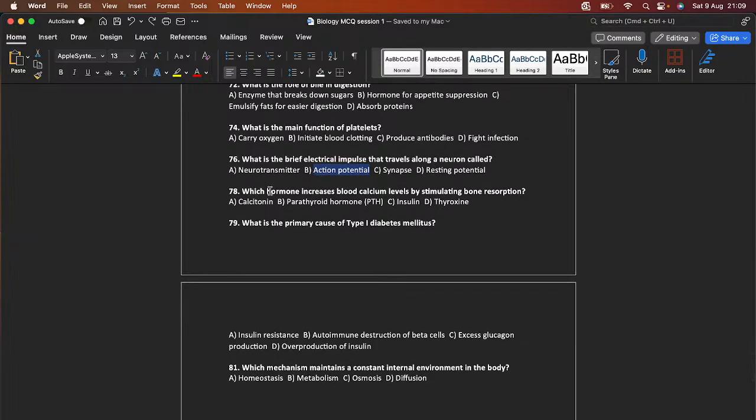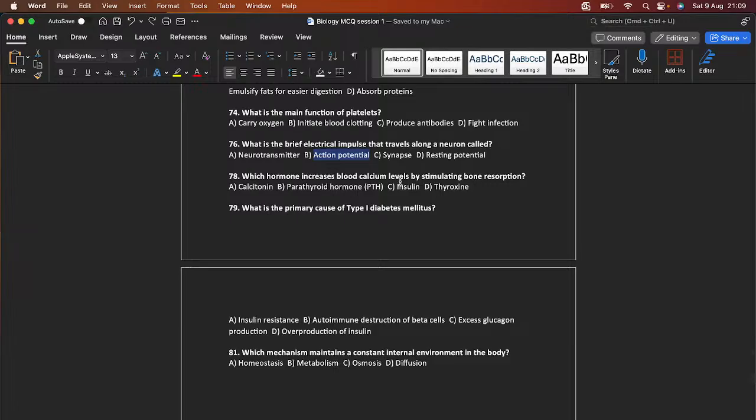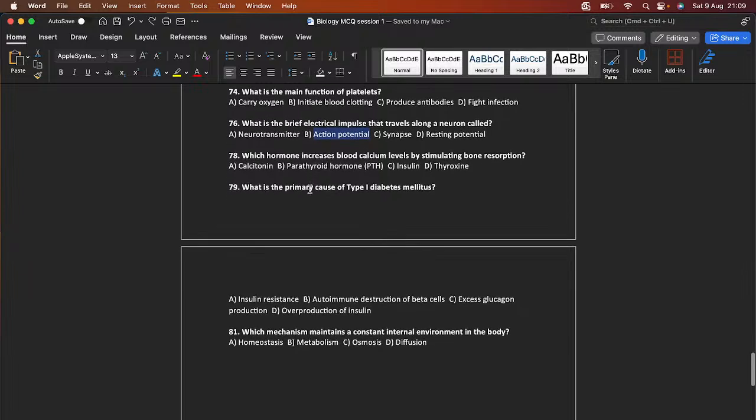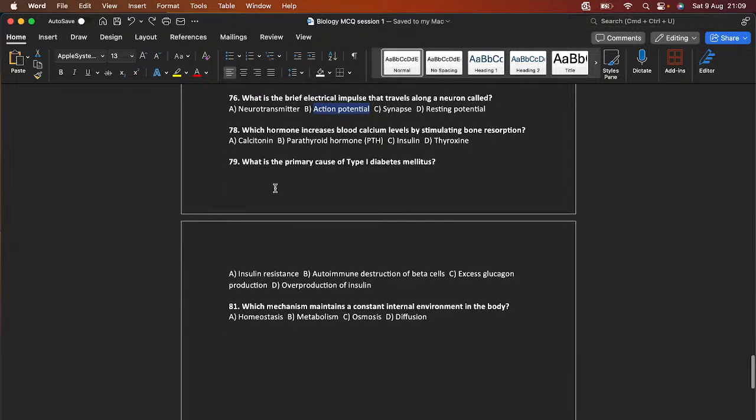Which hormone increases blood calcium levels by stimulating bone resorption? Calcitonin, parathyroid hormone, insulin, thyroxine. So the right answer, parathyroid hormone. Okay. What is the primary cause of type 1 diabetes mellitus? Insulin resistance, autoimmune destruction of beta cells, excess glucagon production, or overproduction of insulin. So the right answer is autoimmune destruction of beta cells.